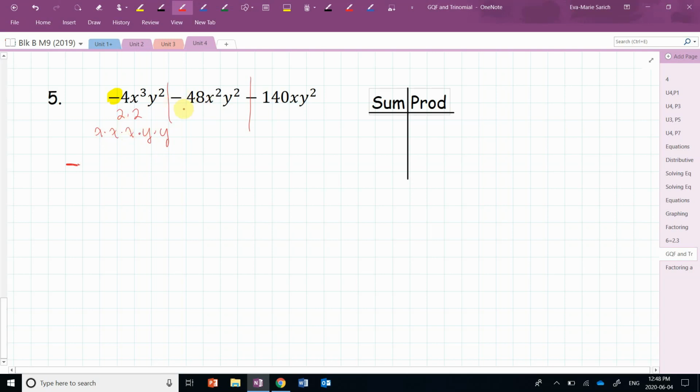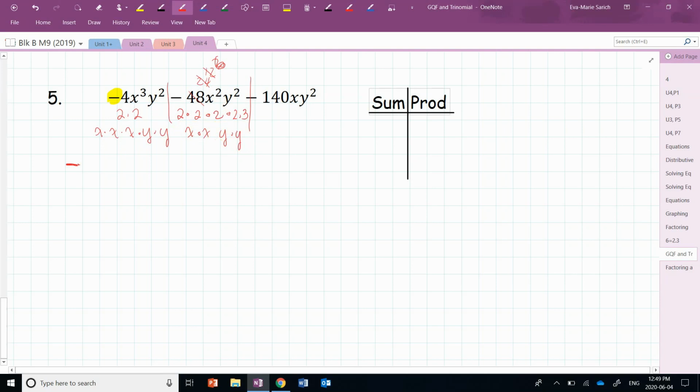48 breaks down into 2 times 24, but 24 is not prime, right? 24 breaks down into 2 times 12. 12's not prime. Then 12 breaks down into 2 times 6, and 6 isn't prime, right? And then 6 breaks down into 2 times 3. Okay, then what do we have? We have x squared, so that's x times x, and y squared, which is y times y.